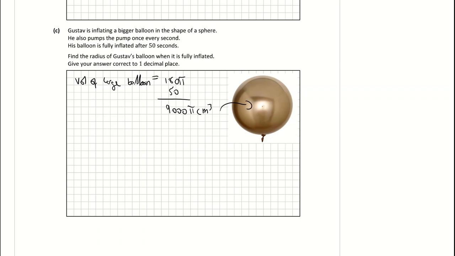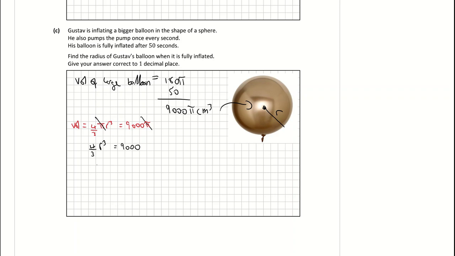Now, we don't know the radius of it. That's what we're trying to find out. But the formula, once again, is going to be volume is equal to 4/3 pi r cubed. Now we know the volume of it, it's 9,000 pi. So I'm letting the volume of the sphere, 4/3 pi r cubed, equal to 9,000 pi. Now I'm going to cancel the pi from both sides because I'm dividing across by pi. It's common to both. So I'm left with 4/3 radius cubed is equal to 9,000.